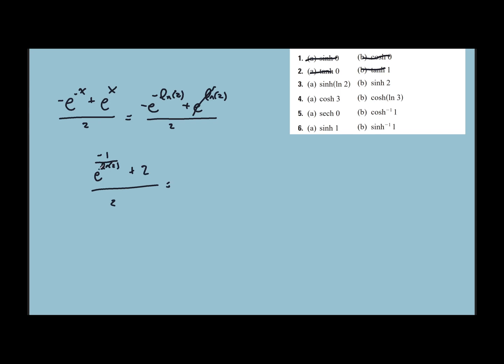So just to clarify this, e to the ln of 2 here would make a 2, so this is going to be negative 1/2 plus 2 over 2. So let's put this into halves here. We'll make that 4 halves. So that'd be 3 halves over 2 over 1. So I'll just multiply by the reciprocal and see if I get the right answer here. My answer for this is 3/4. That should be the right answer.